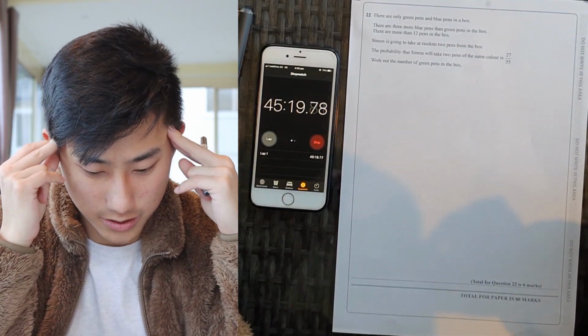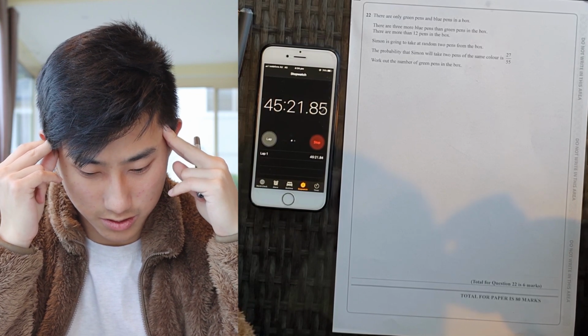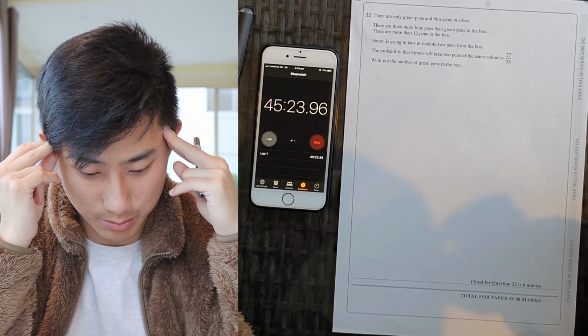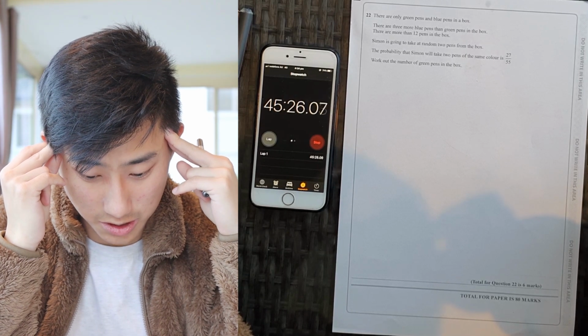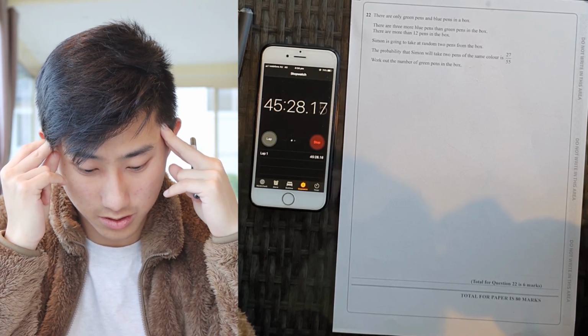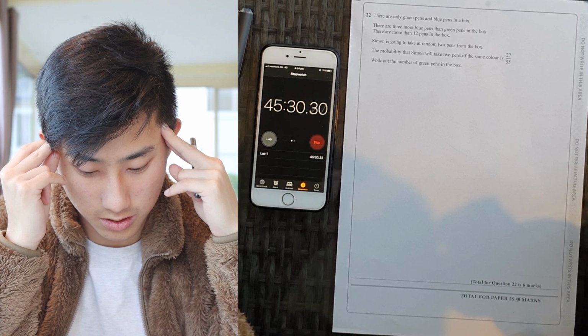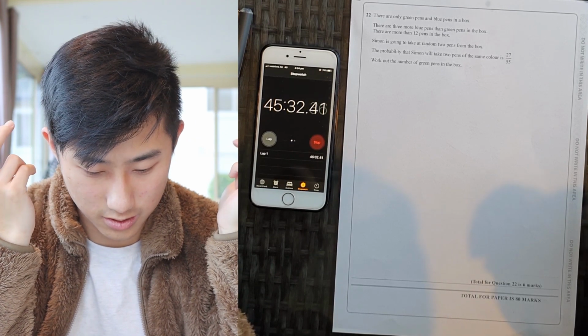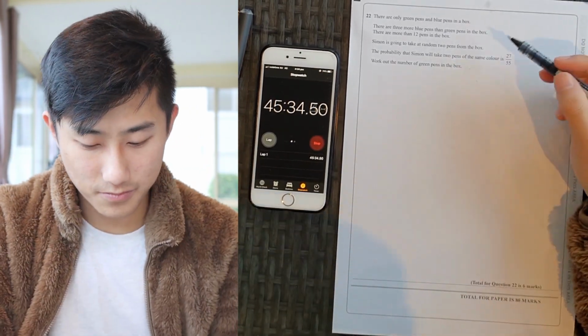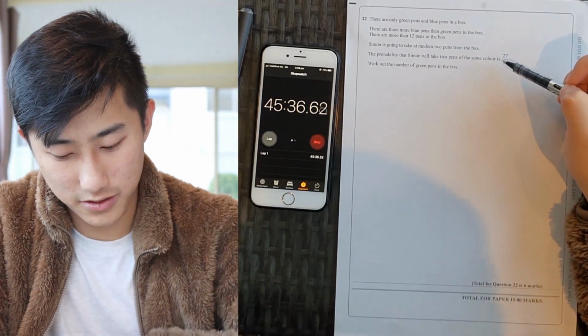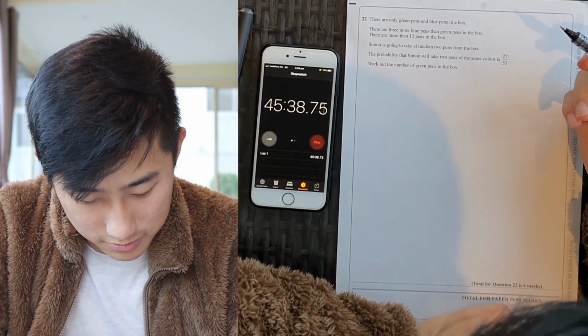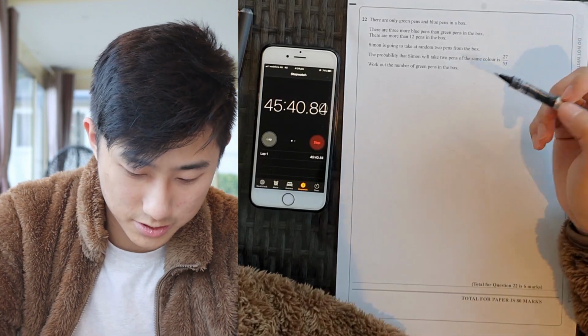So, there are only green pens and blue pens in a box. There are 3 more blue pens than green pens in the box. There are more than 12 pens in the box. The probability that Simon will take 2 pens of the same color is 27 on 55. Work out the number of green pens in the box. Okay, this is very doable.